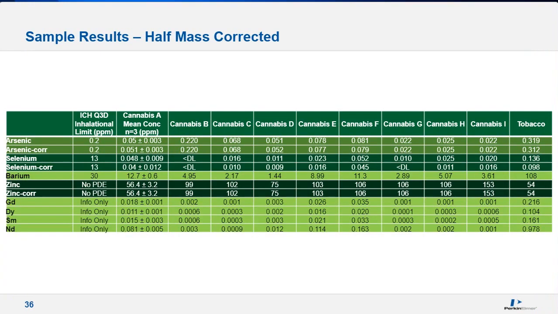Here is the same table. However, I've pared it down with the relevant rows that pertain to the dynamic half-mass corrections for rare earth elements. As you can see, the arsenic and zinc corrected and uncorrected match fairly well, indicating that interference is basically insignificant. However, with selenium, there were some notable differences with the corrected result, indicating gadolinium concentrations should be monitored and corrected for.